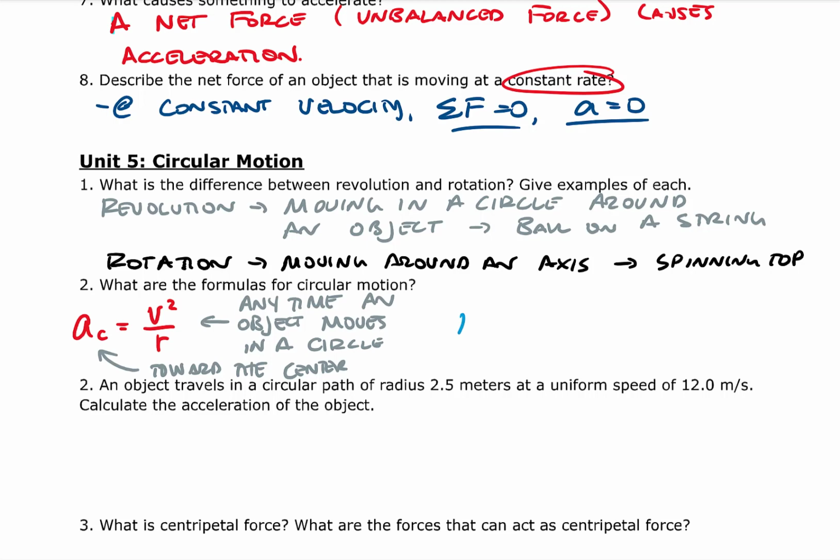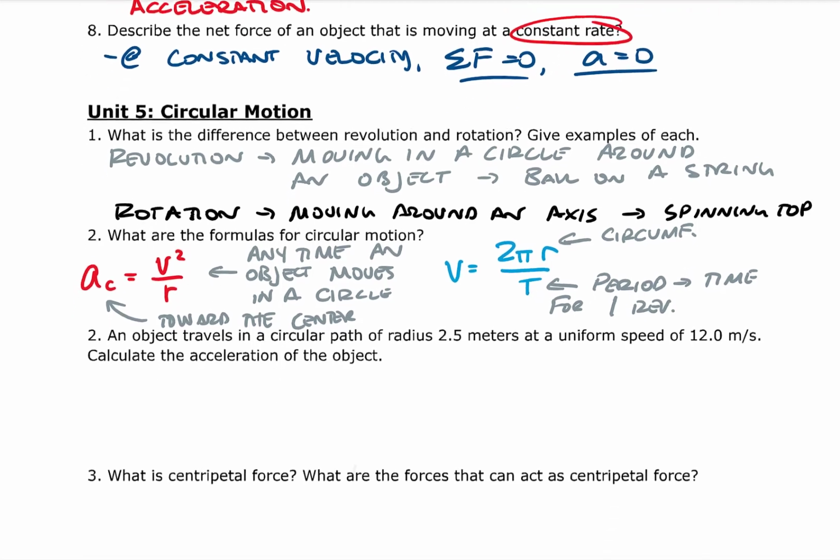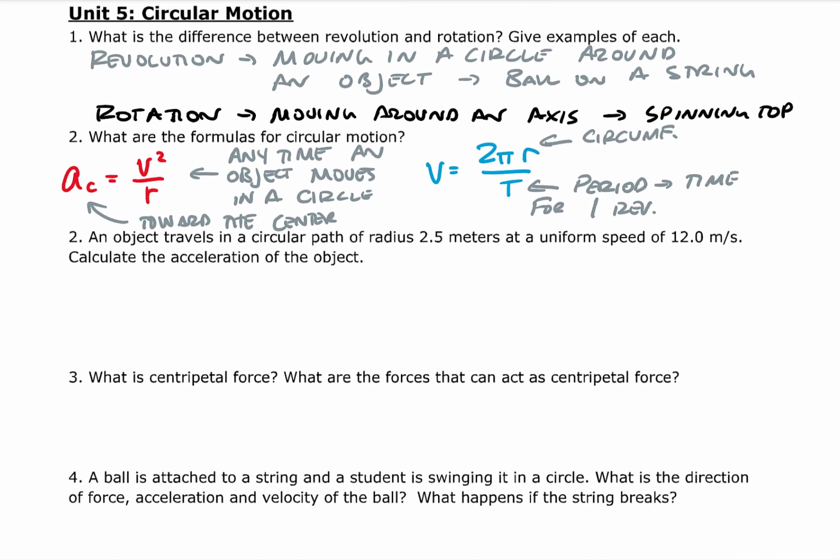The other one is that velocity in a circle is equal to the circumference of that circle divided by the time it takes to go around a circle once. That's the period, or the time for one revolution, and that's the circumference. So it's still distance over time, it's just our specific distance once around a circle, the circumference, divided by the time it takes to go once around a circle, the period.